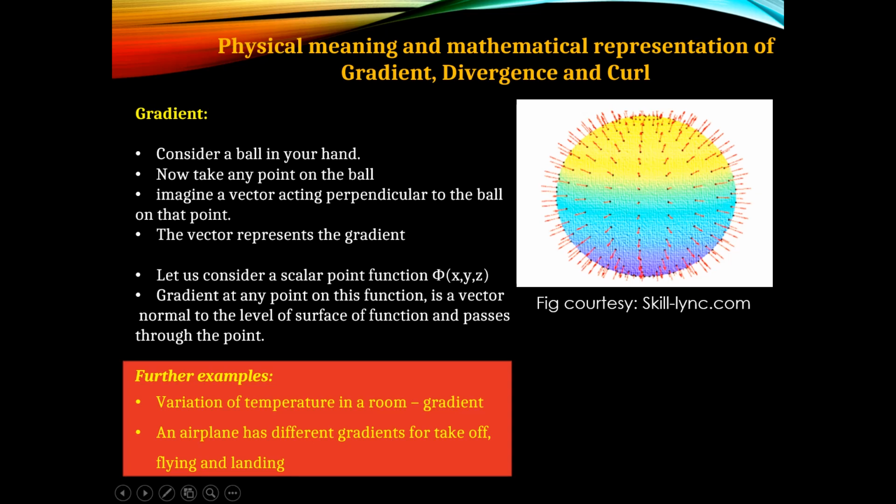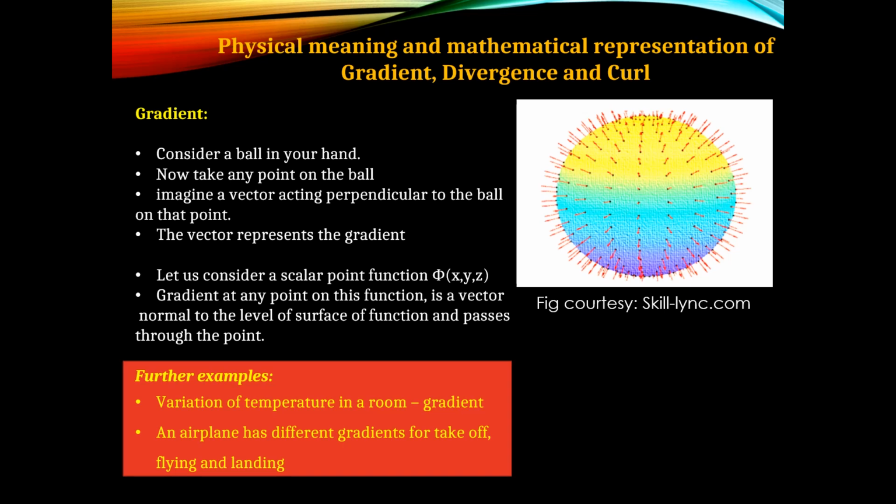A few examples are variation of temperature in a room, and so we call it a temperature gradient. Another simple example is whenever an airplane is doing takeoff, we can see that the height increases as it is moving away, right? And when it is flying, it is at a different height, and also while it is coming down, while it is landing, it is taking different heights. So the altitude varies with position. That variation is represented as a gradient.